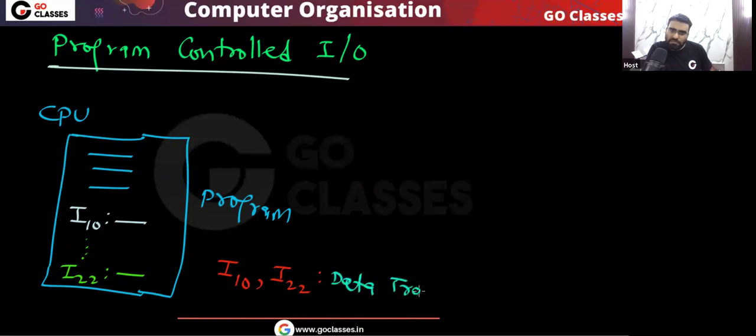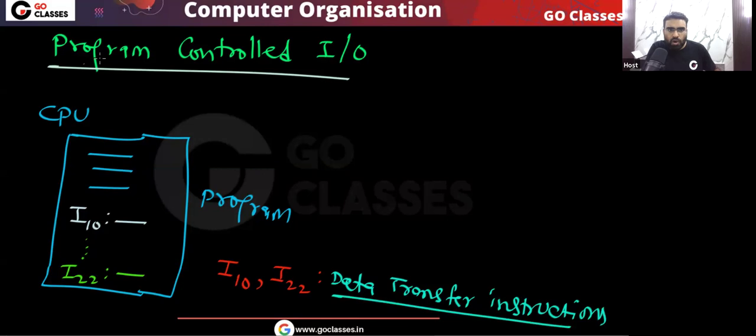In this program, an instruction comes, which is a data transfer instruction. Yes or no? After some time, maybe another instruction will come, maybe I22, that is also a data transfer instruction. Let's assume these I10 and I22 are data transfer instructions. Remember why this is called program controlled IO. The name itself is telling you.